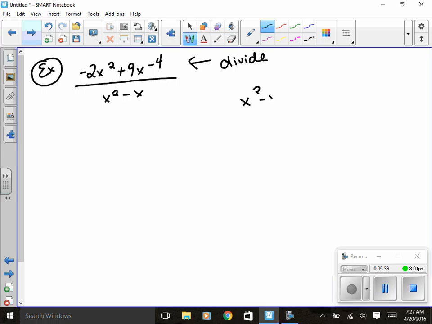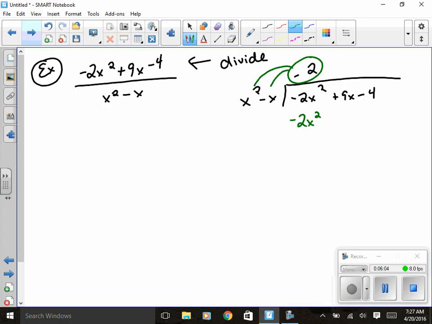So I get x squared minus x divided into, technically it'd be the other way around, negative 2x squared plus 9x minus 4 divided by that x squared minus x. So I'm going to go ahead and do my division. So I get negative 2, which we know, we take this negative 2 and distribute it, giving that negative 2x squared plus 2x. That way I can go ahead and simplify this down a little bit. So I get 7x minus 4.